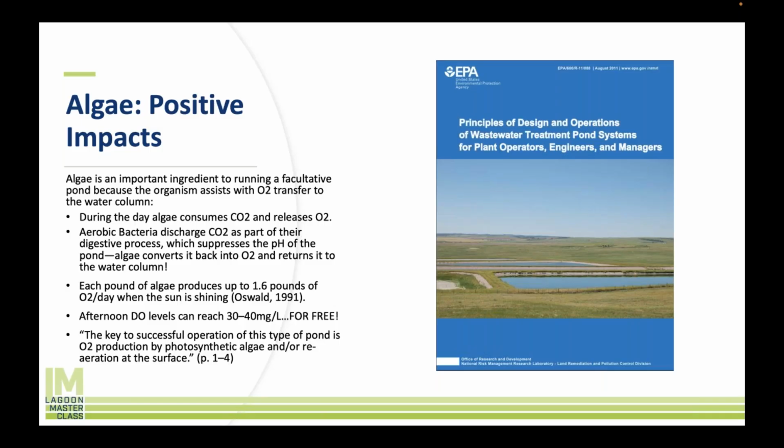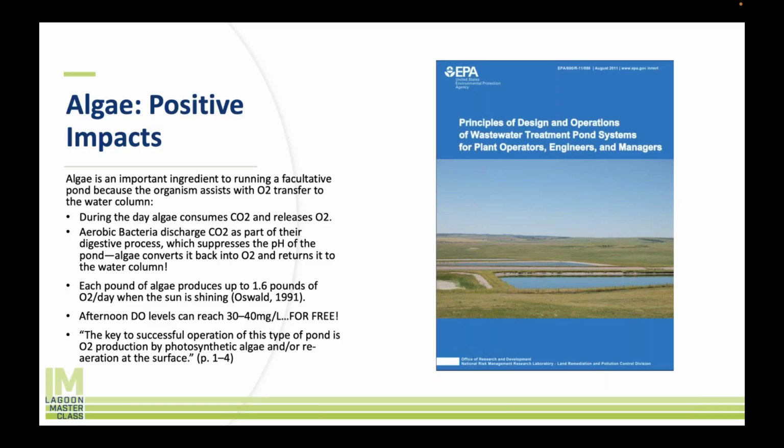A couple of things I'll mention over the next two slides is that algae act like a plant, right? They consume carbon dioxide and they release oxygen. One of the primary purposes of your lagoon system is to break down the carbon, to break down the BOD. When you break down the BOD aerobically using the type of bacteria that you want, you release carbon dioxide as a byproduct of that process. And what algae does is take that carbon dioxide and convert it back into oxygen.